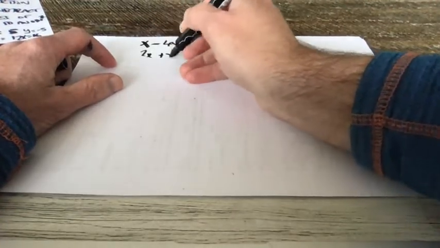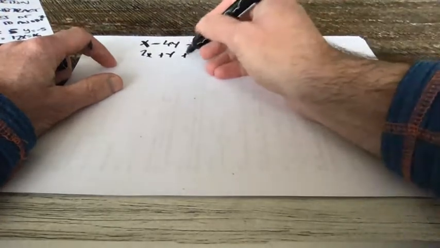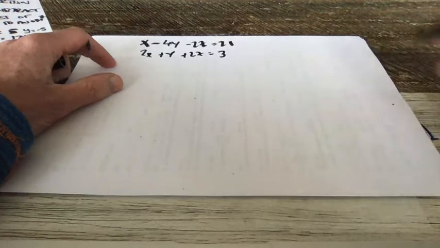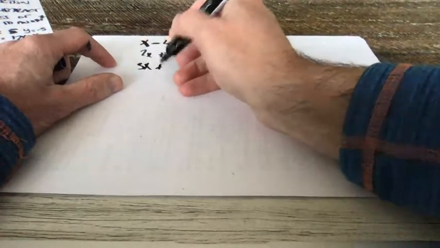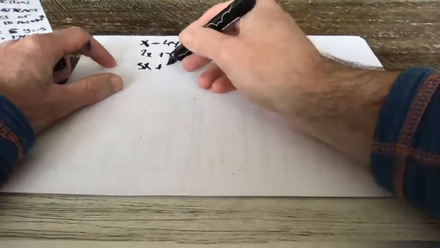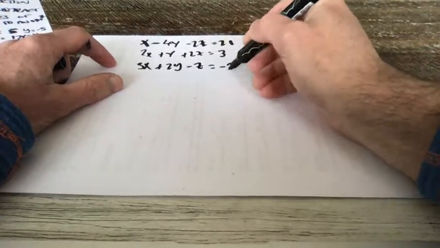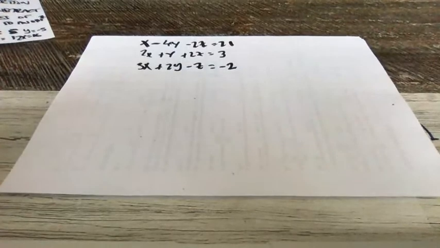2x plus y plus 2z is equal to 3. And finally, 3x plus 2y minus z is equal to minus 2. Now, let me just check that that's what it's in the book. Minus 2z is equal to 21. 2x plus y plus 2z is equal to 3. And 3x plus 2y minus z is equal to minus 2.